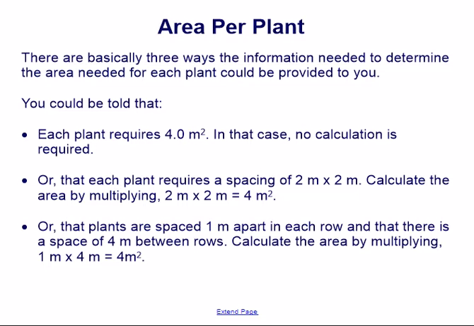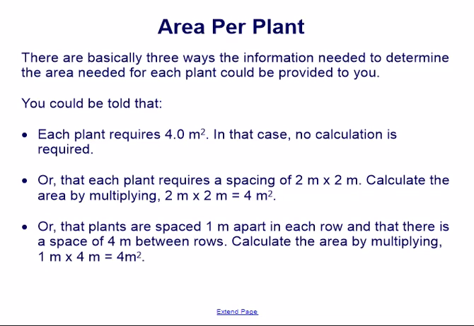Area per plant. There are basically three ways the information needed to determine the area needed for each plant could be provided to you. You could be told that each plant requires 4 square meters. In that case, no calculation is required. Or that each plant requires a spacing of 2 meters by 2 meters. Calculate the area by multiplying 2 meters by 2 meters equals 4 square meters.